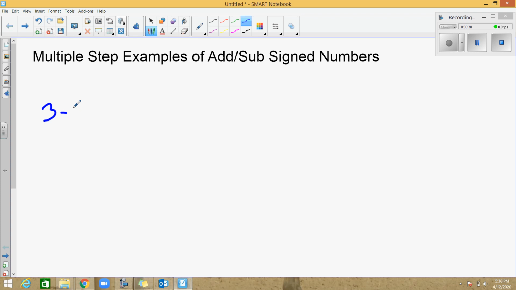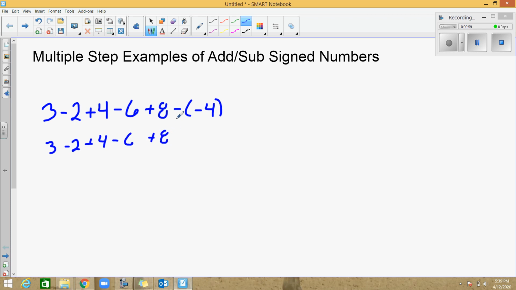So 3 minus 2 plus 4 minus 6 and 8 minus a negative 4. Now, I threw a subtraction in here, even though, yes, those guys are a subtraction. What I'm going to try to do is simplify all this mess here. So if I simplify that, I can get 3 minus 2 plus 4 minus 6 plus 8, and then add the opposite sign here, right? So let me get that. Add the opposite sign here, and this guy becomes plus 4, right?